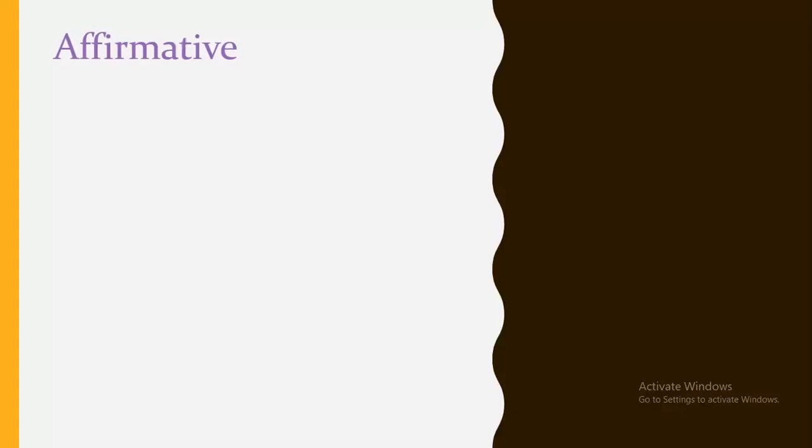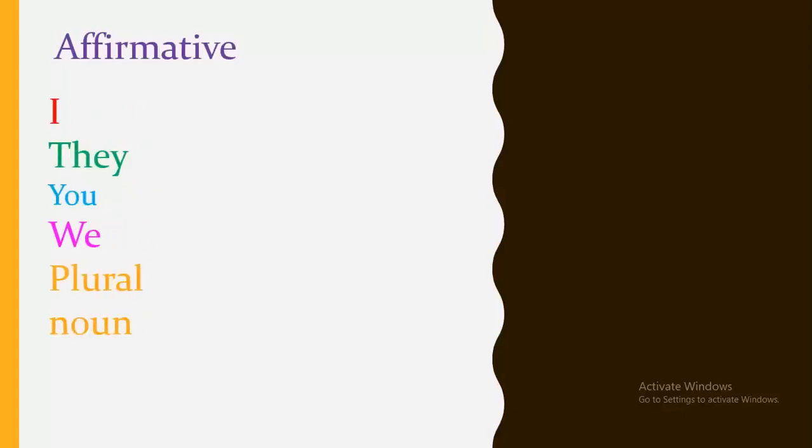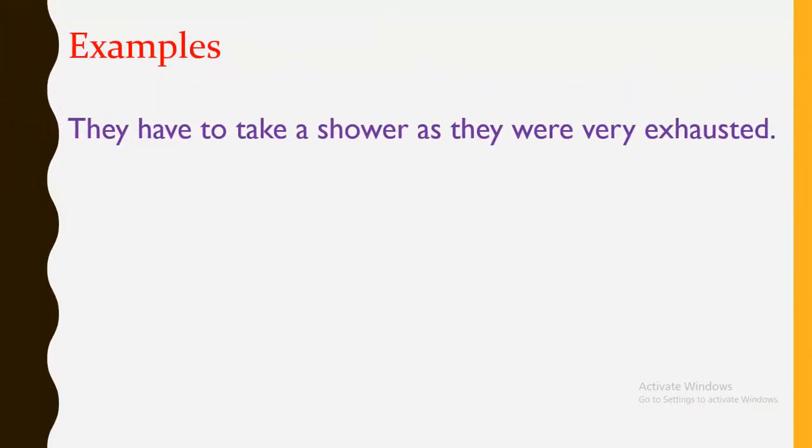Okay, the rest of the pronouns: I, they, you, we, and the plural noun. Here we use have to, and again the verb in its infinitive form. Let's see some examples. They have to take a shower as they were very exhausted, so here it's a must. They have to take a shower.